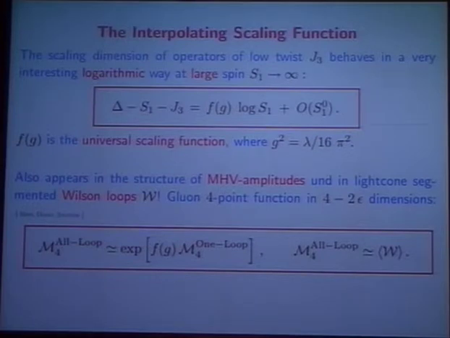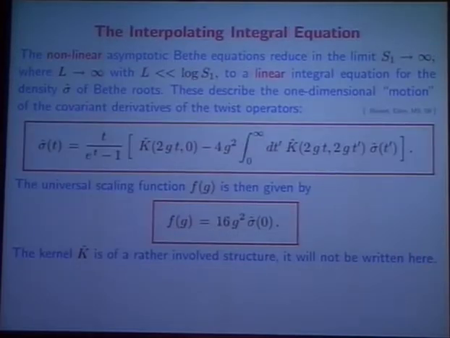And you can now use these asymptotic equations, which are very complicated and nonlinear, and linearize them in this large spin limit, and you can just find an integral equation, which I wrote here. It's a linear integral equation. I'm not writing the kernel. It's very messy. And then when you solve it and evaluate this density at 0, you get precisely the scaling function.